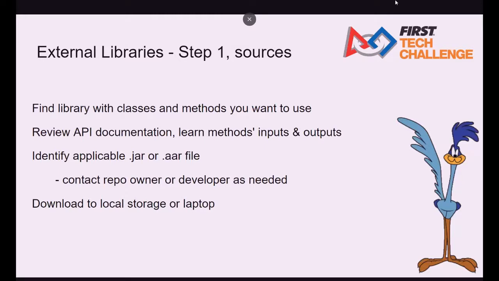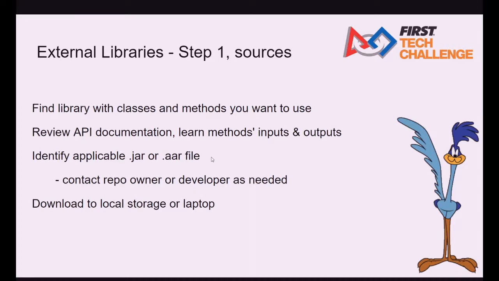There are hundreds, thousands of code libraries available on the internet. In step 1, you find a library with methods that you want to use. Hopefully, that repo has a well-documented interface. Review its documentation, learn what the methods can do, and learn about the inputs required and the outputs provided. If that's something that you want to use, then try to find the jar file or the AAR file.